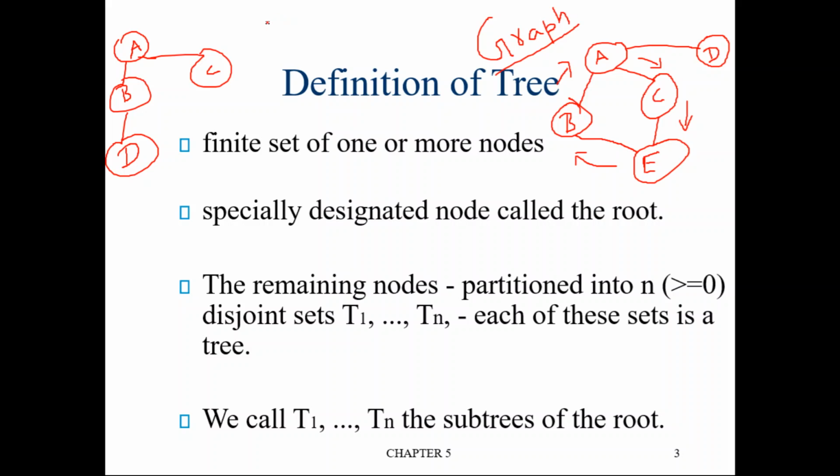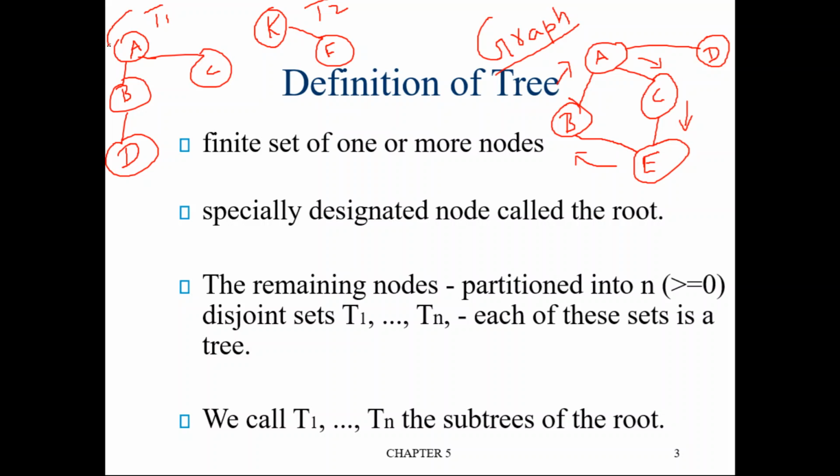If there is another node here, say K, and F is here, like this, then this is one tree, you can call it tree 1, and this you can call tree 2. But both of these together you cannot call a tree, because they are not connected.